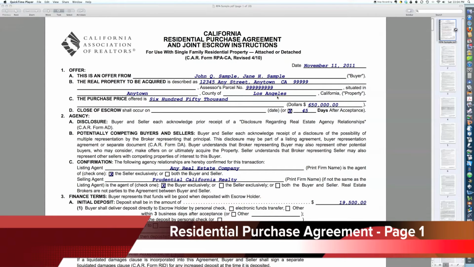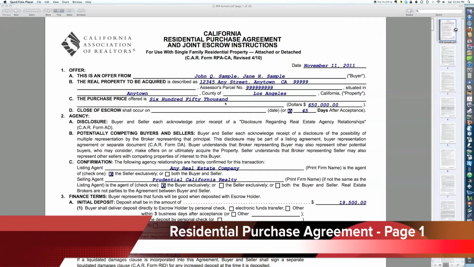In this case, John and Jane Sample are offering $650,000 to purchase the property at 12345 Any Street in Anytown, California. This number, the purchase price, should be reached in consultation with your realtor, and this is something that the buyers decide. So the buyers are the ones that are going to decide what to offer here.